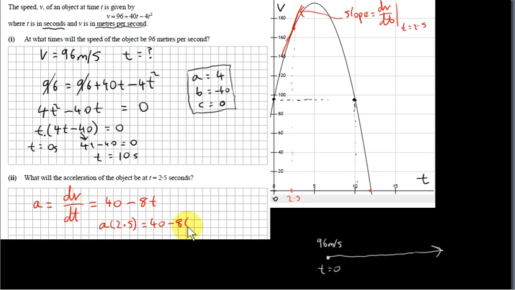Well, that's 40 minus 8 times 2.5. So 8 times 2.5 is 20. 40 minus 20 is 20. So the acceleration is 20. The units of acceleration are meters per second squared. So the slope of this line here should be 20. That means if you pick any point on it, say pick this point and increase t by 1, then the change in the velocity ought to be 20 meters per second. This distance here should be 20.